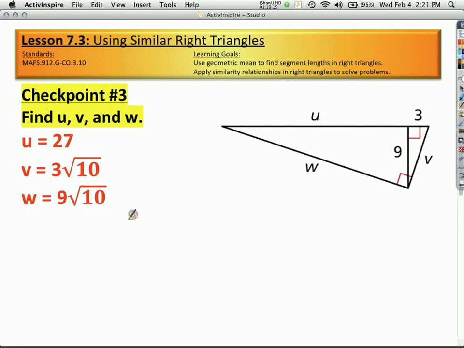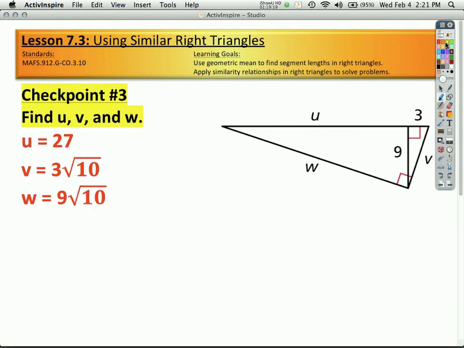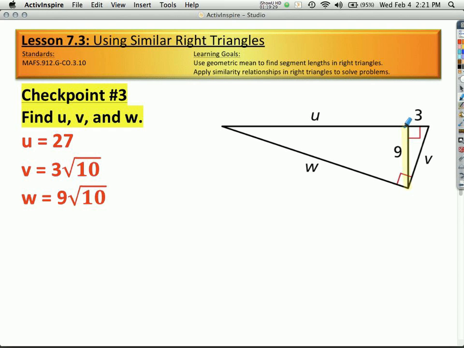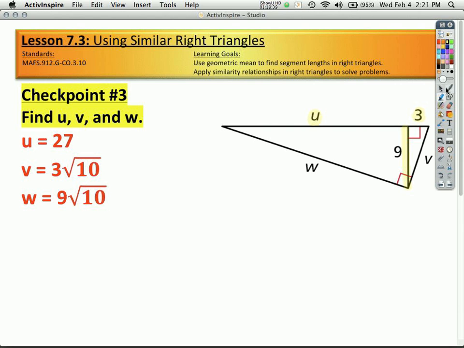So, after all of that development and all of that work, it comes down to knowing the relationships that come about from similar right triangles. That this distance is going to be the geometric mean of these two segments. Remember, geometric mean means you're multiplying this times this. And you need this distance to figure out V and W.